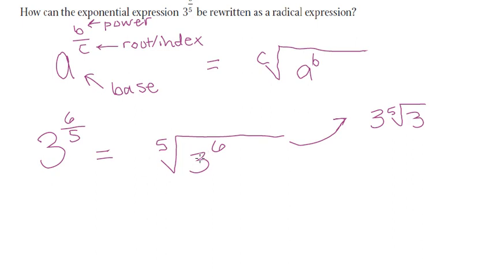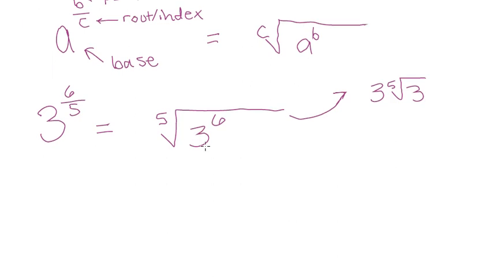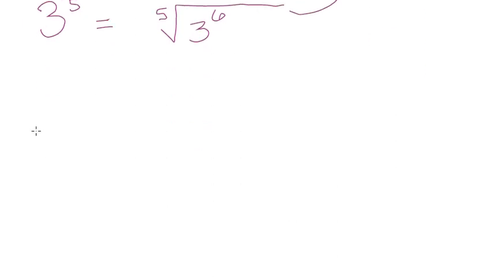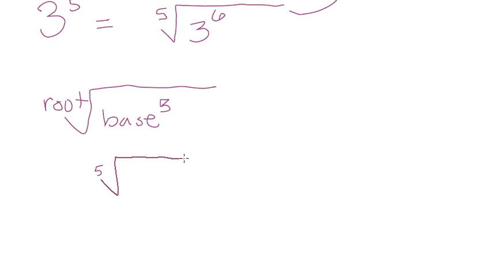The next thing that it asks us to do, in part 3, is to write it in these two different forms. The first form is one where you have the root, which makes sense: our root is our index, and we have our base and our power. That is the one that we've already done, the fifth root of 3 to the power of 6.